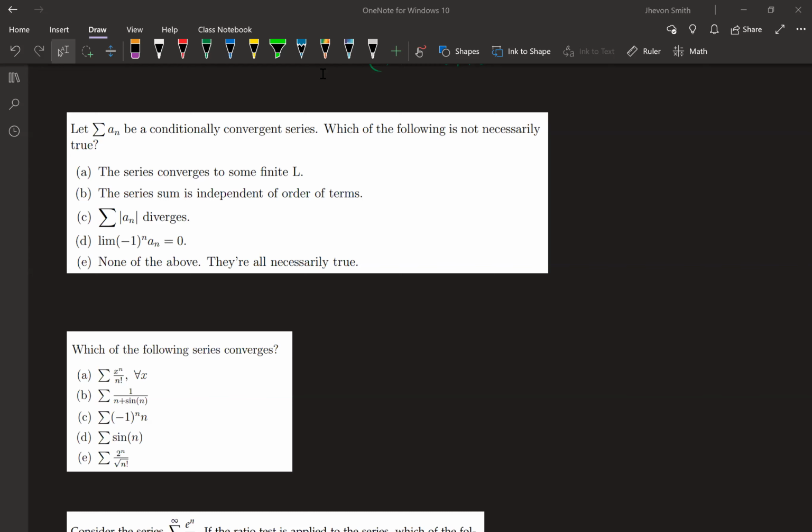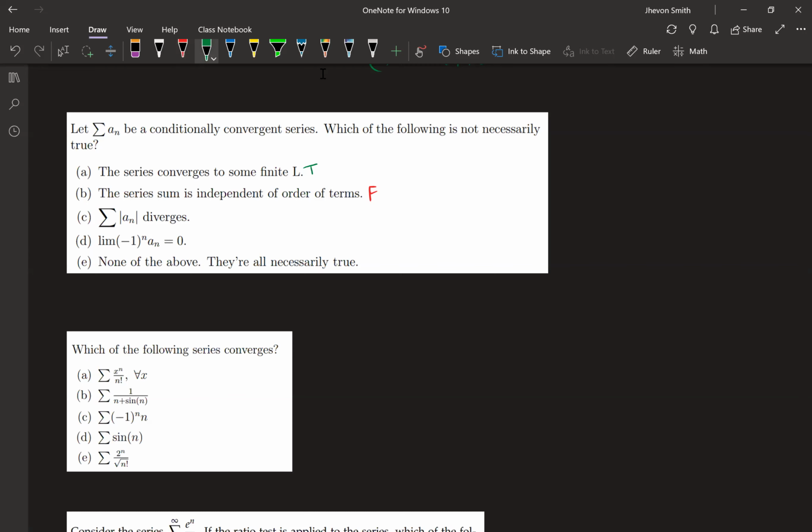Yeah, that's kind of what it means to converge. That's actually true. The sum of the series is independent of the order of terms. That is false. So that was a big deal of why we cared about absolute convergence versus conditional convergence, because absolutely convergent series are the same regardless of the arrangement of the terms, whereas this is not true for conditionally convergent series. If I know that something is conditionally convergent, that means that it's not absolutely convergent, right?